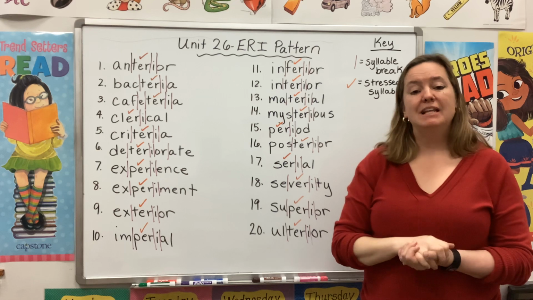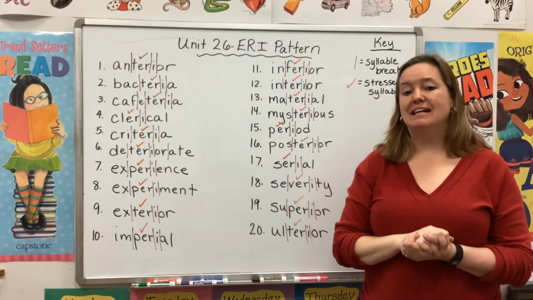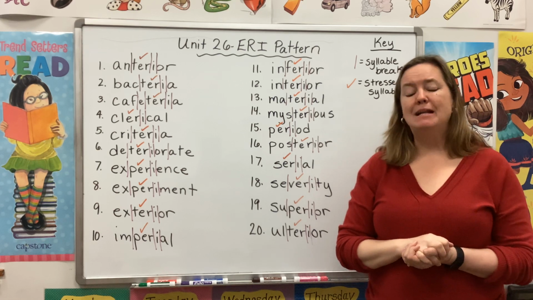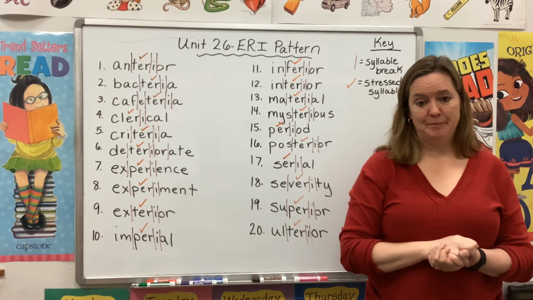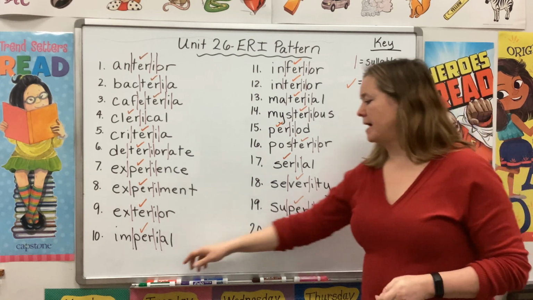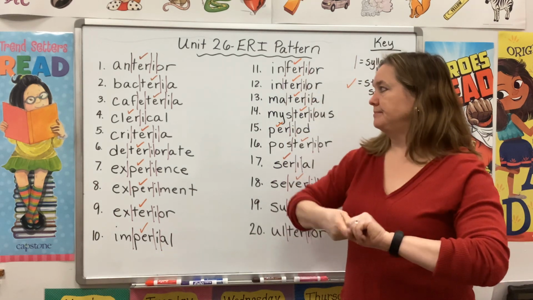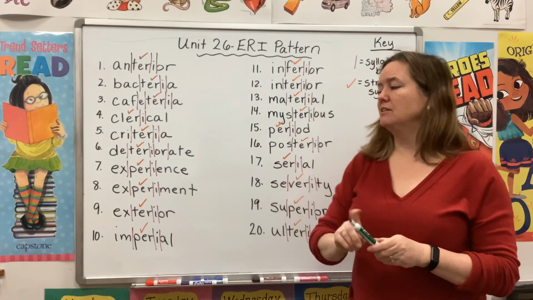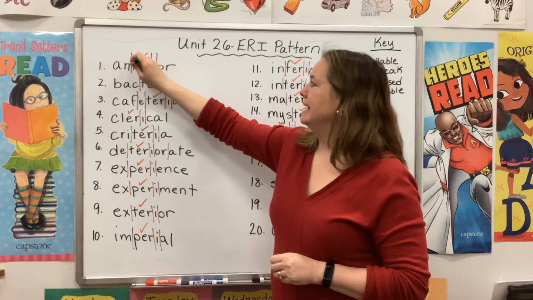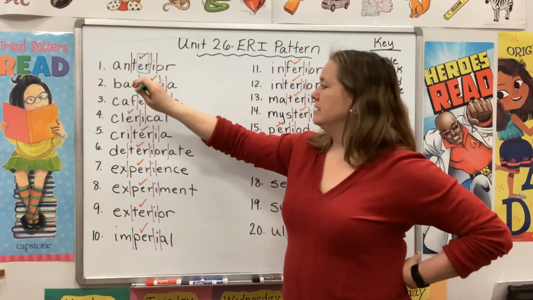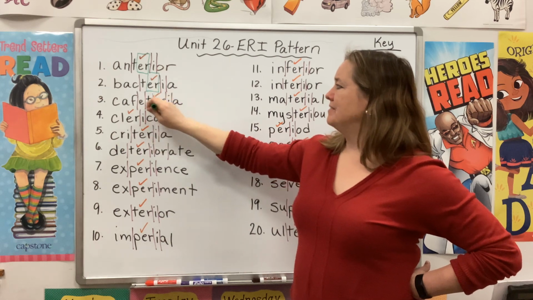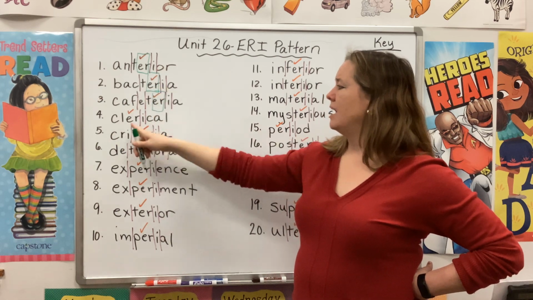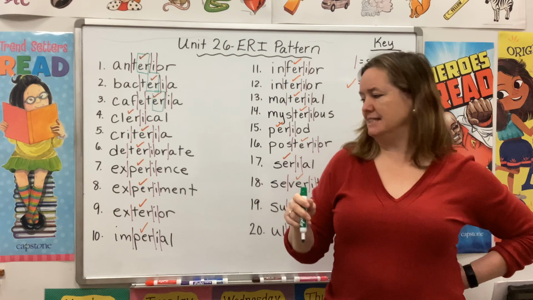Now, hopefully, as we were reading the list, you noticed that the stressed syllable in each word contains ER. But like I said, that ER does not say its usual sound. In most of our words this week, it's going to say "ear." So let's go ahead and mark that. Let's choose a color, and let's draw a box around the ER in anterior, bacteria, cafeteria. I want to skip number 4 for a second.